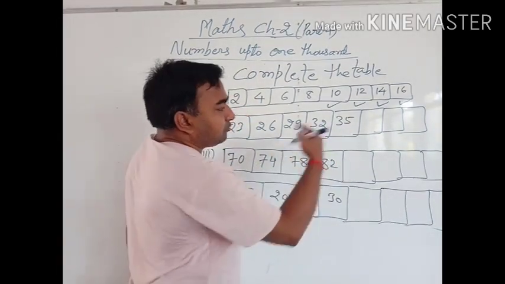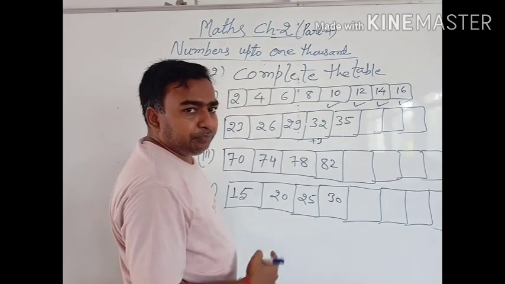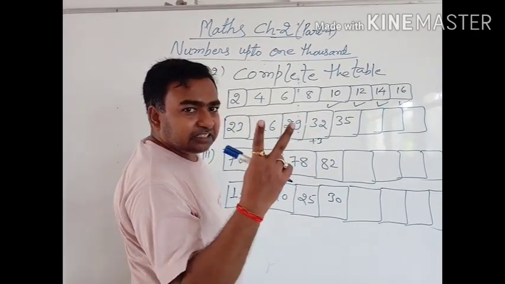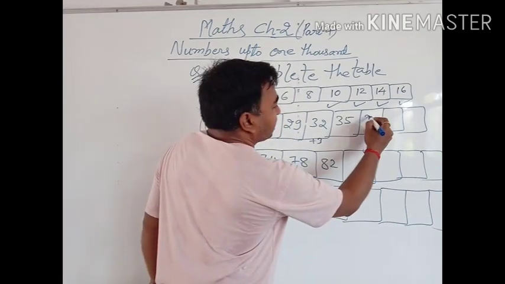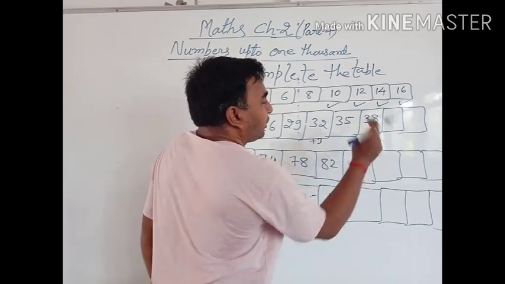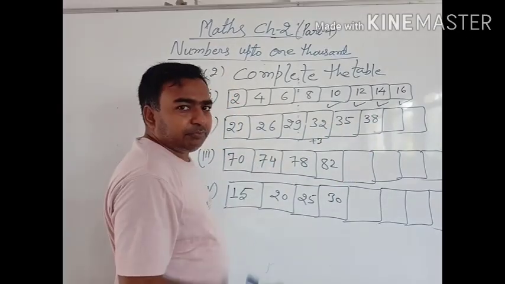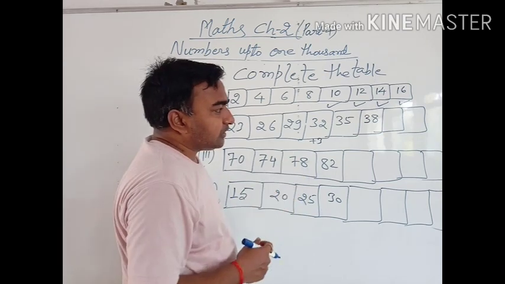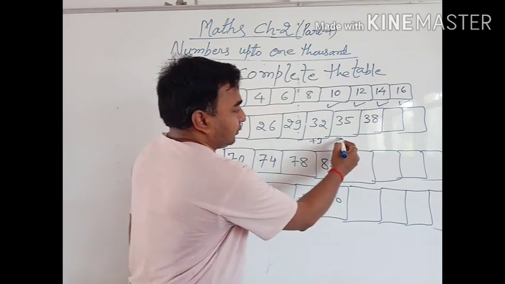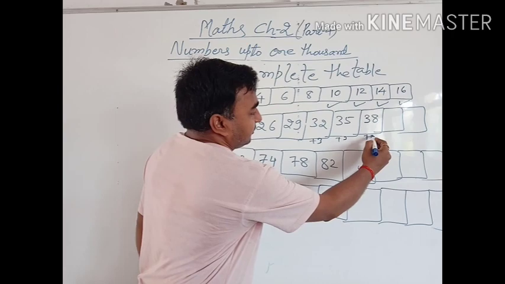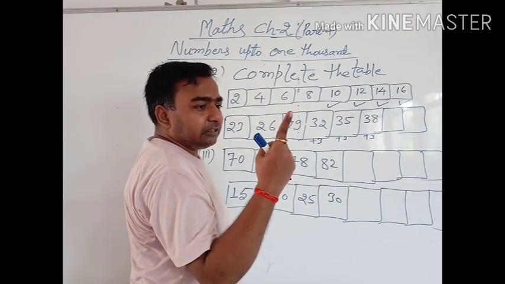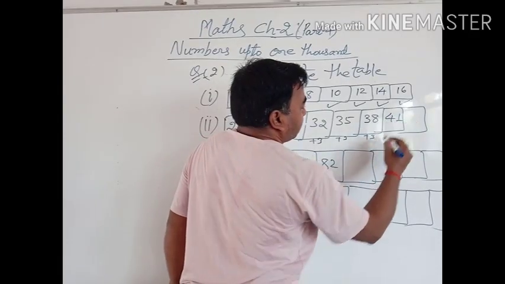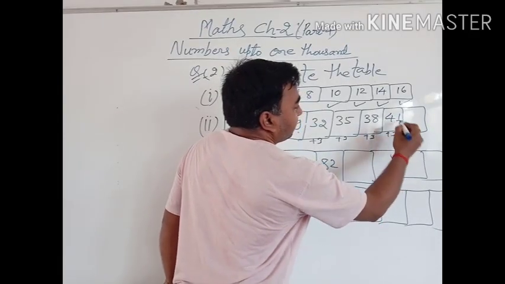After this, once again we add 3 to 35. What is the next number? 35, 36, 37, 38. 38. Now once again we add 3 to 38: 38, 39, 40, 41. What is the next number after 41?